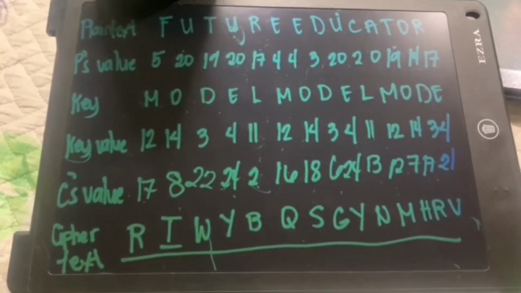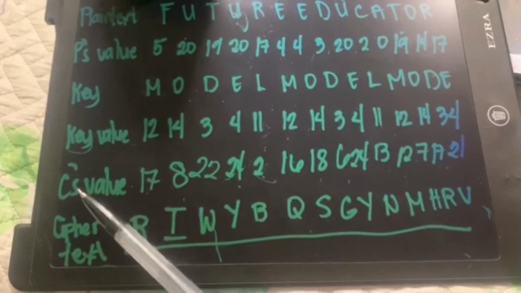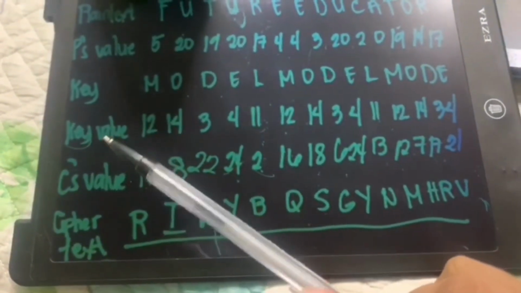So in order to get the CI value, we have to add the PI value and the key value.